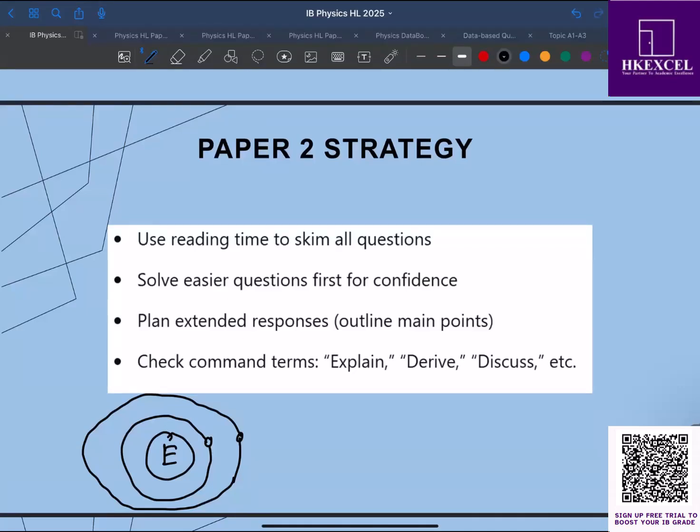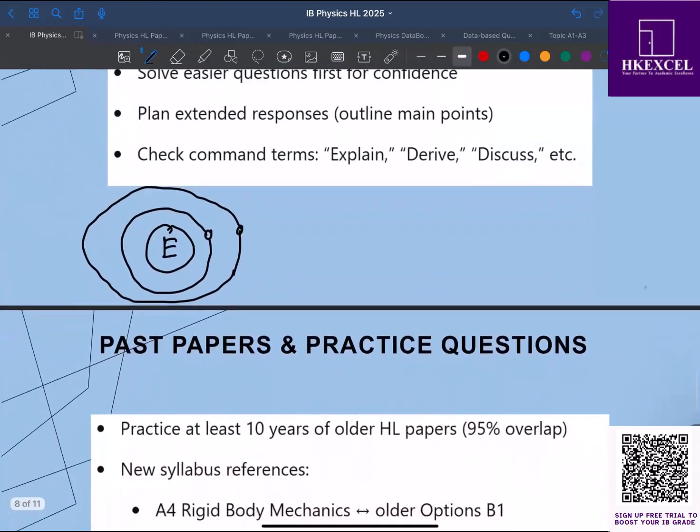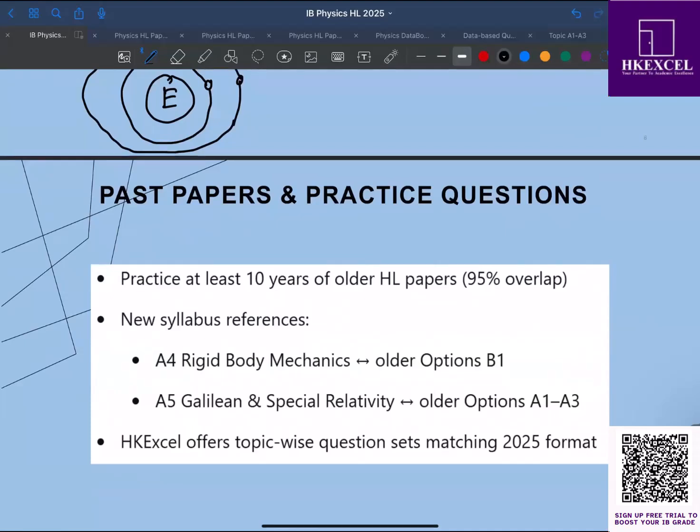Okay. Now, next is the past paper and practice questions. My suggestion is practice at least 10 years of older HL papers because 95% still are the same. Actually, the newer syllabus is shorter compared to the older syllabus. And some might say that in the older syllabus, there aren't any questions on relativity or rigid body mechanics. Those were actually in the option topics in the older syllabus.